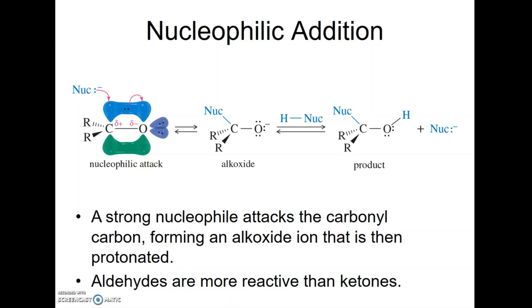Aldehydes in general do this type of reaction much better than ketones, and depending on what kind of ketones you have, some ketones do it better than other ketones, and the reason is because of the steric hindrance that you're going to have when you have different groups on the carbon.